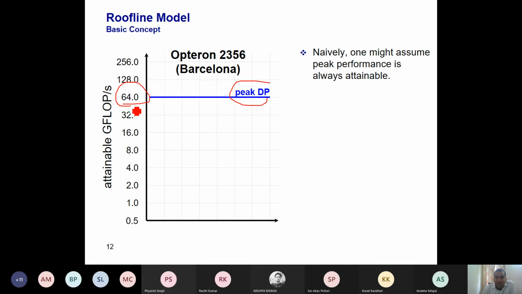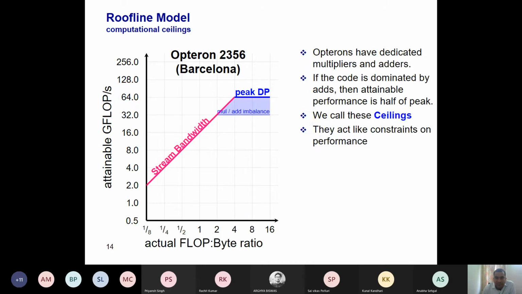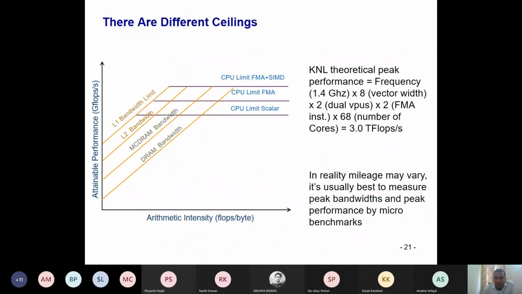So how do we obtain this peak performance? Let us show that first. Let us see how we assume the peak flops. Suppose this is a KNL. KNL is a processor, Knights Landing. It has a certain frequency, 1.4 gigahertz. Plus it has a vector width, or vector length, of 8. Plus it has 2 VPUs.